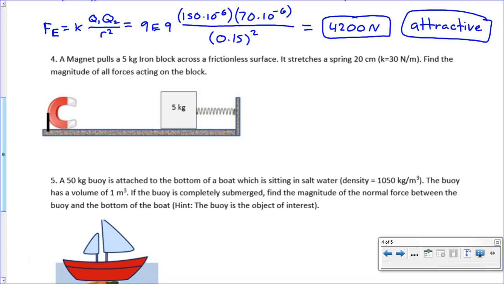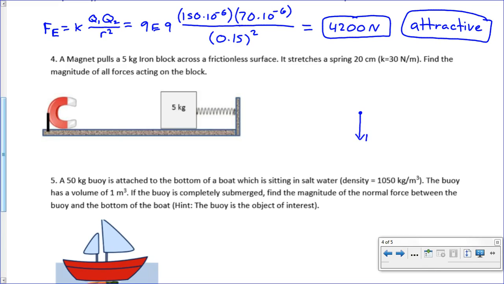This next one, we've got a situation here. There's a magnet pulling an iron block, there's a spring involved, and so I'm mixing some of these things together. I want you to make a quantitative FBD with the actual numbers on it to find all the forces acting on it. So the first thing here, you've got to identify what forces we've got going on.